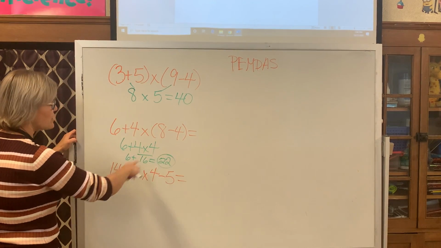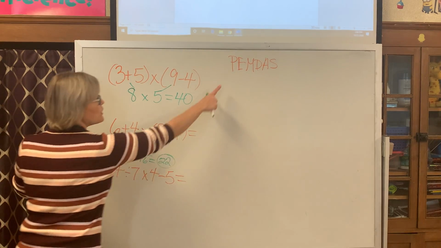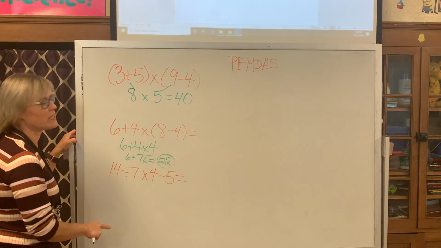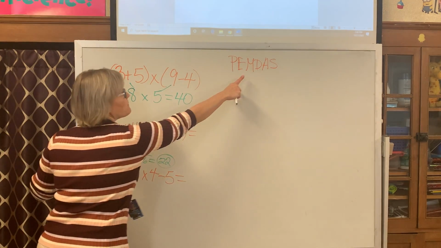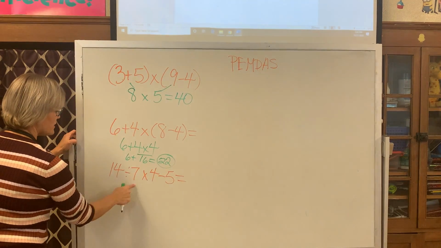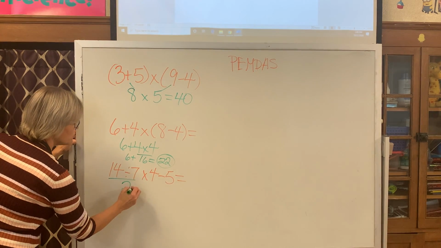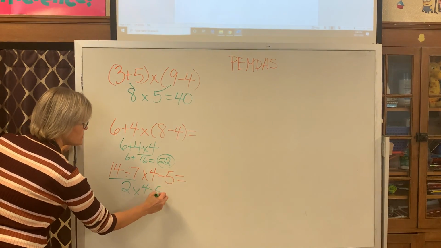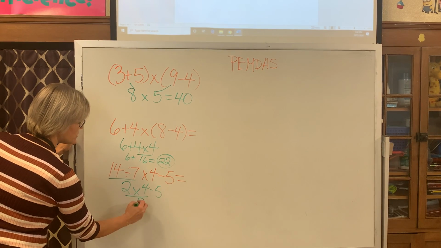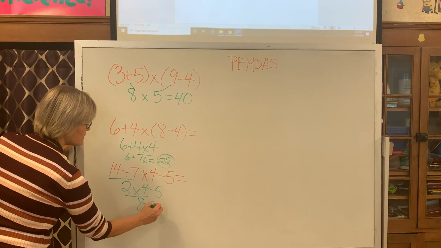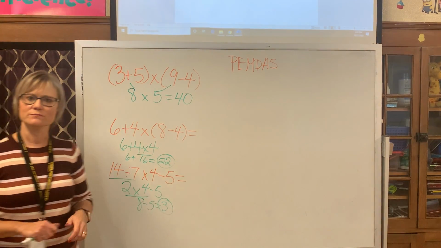All right, so we've got 14 divided by 7 times 4 minus 5. Parentheses, there aren't any. Exponents, nope. Multiplication, division, left to right. So I got 14 divided by 7 first, which is 2, times 4 minus 5. Got another multiplication, 2 times 4 is 8, minus 5. The answer is 3. So how'd you do?